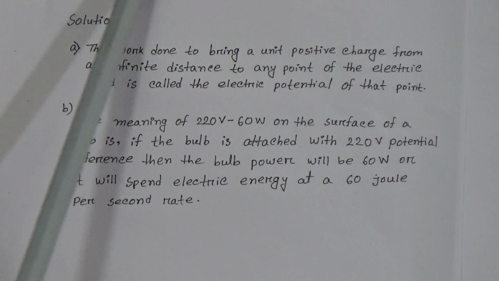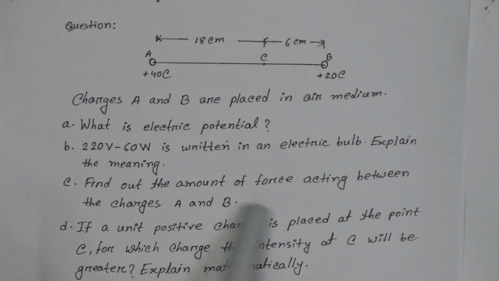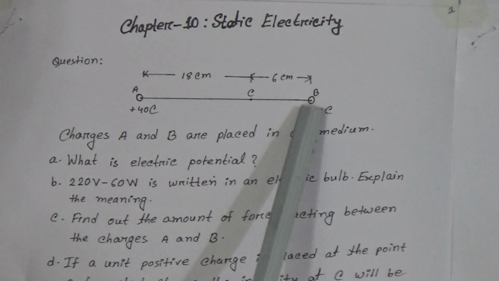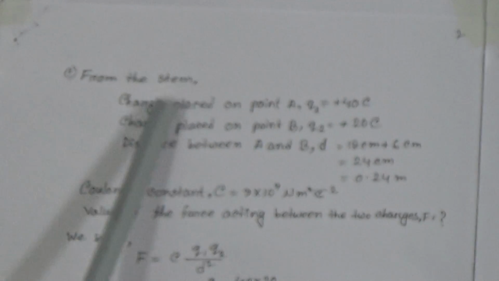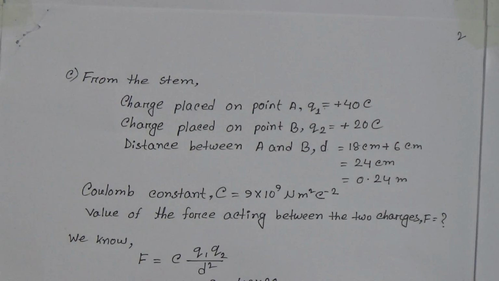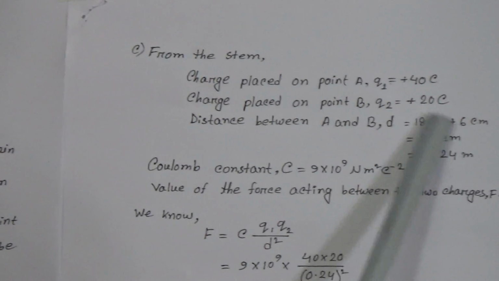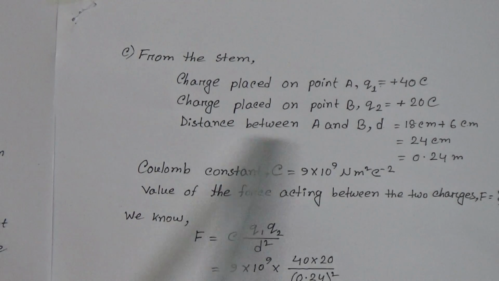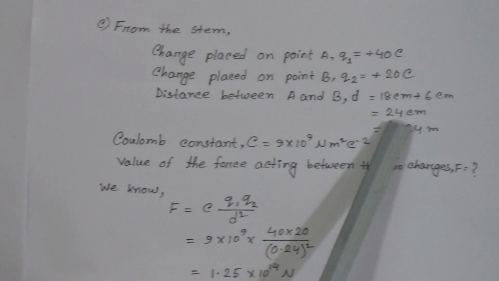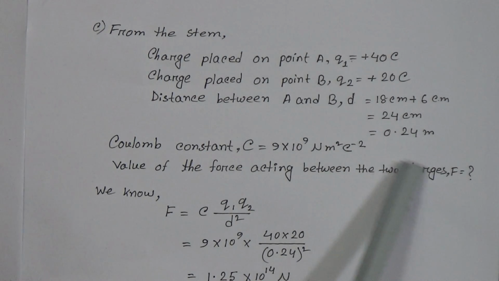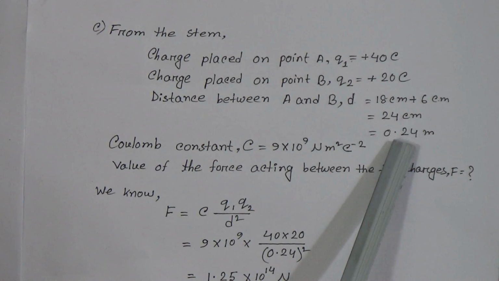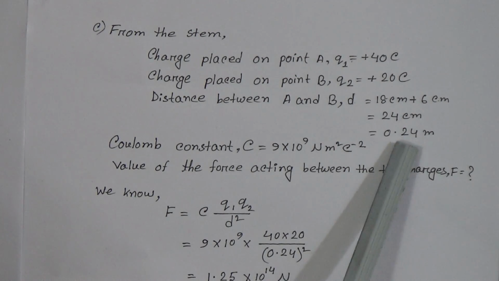Now question number C: find out the amount of force acting between the charges A and B. Between these two charges we have to find the force. The charge placed at point A is Q1, 40 Coulomb, and the charge placed at point B is Q2, plus 20 Coulomb, and the distance between them is 18 centimeter plus 6 centimeter, that means total 24 centimeter. We convert this centimeter into meter, so we divide by 100, and it will be 0.24 meter.